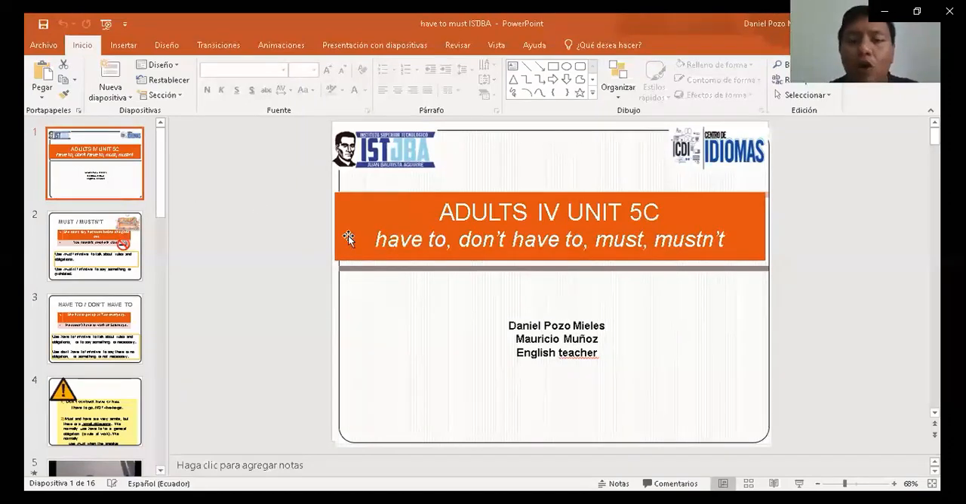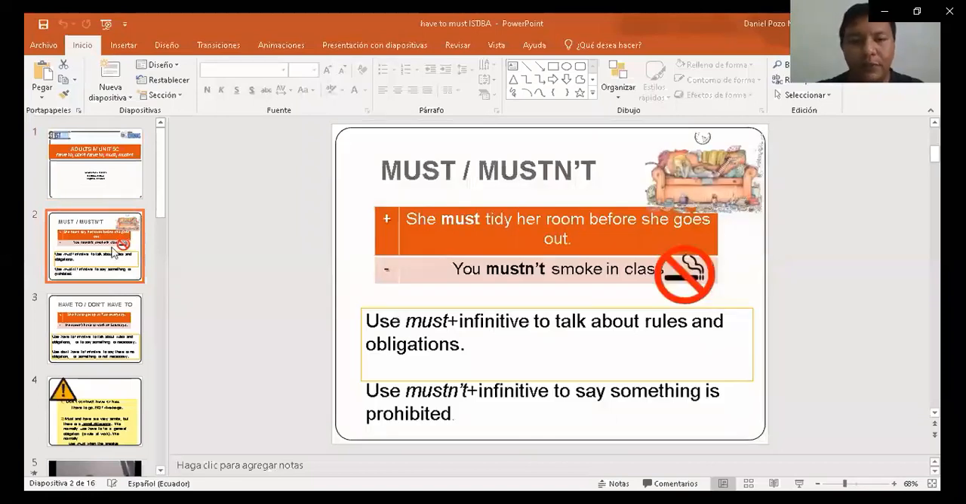Entonces vamos viendo también otros modal verbs que también utilizamos para lo mismo, con diferente intensidad. So we have to, don't have to, the negative form. Must and mustn't. Repito nuevamente el uso de mustn't. She must tidy her room before she goes out. Ella debe ordenar su habitación antes de que salga, ¿sí?